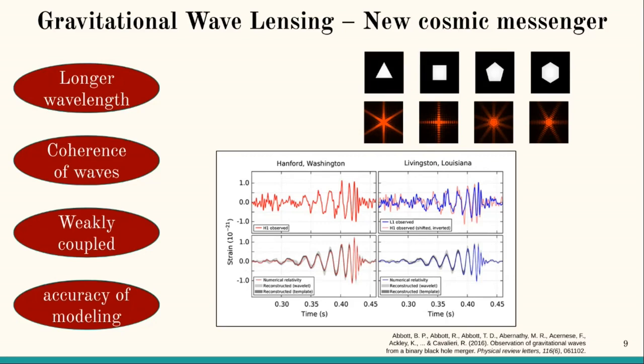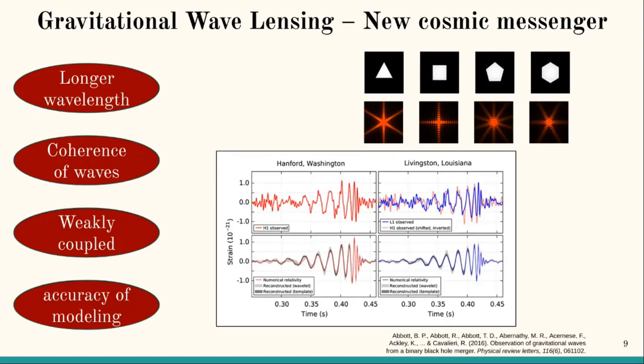So the plot on the lower side shows the signals received from Hanford and Livingston. These are two gravitational wave detectors, and this shows how well the numerical model fits to these waveforms. So these can be modeled pretty accurately.